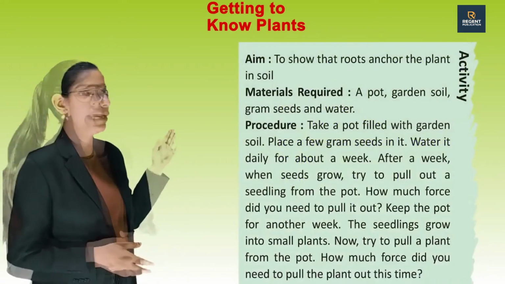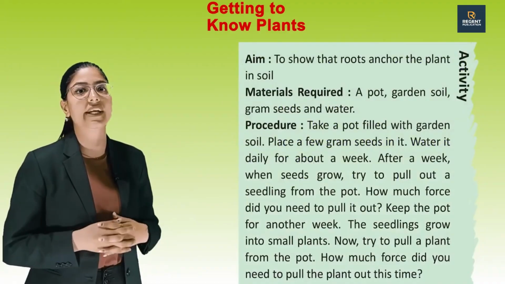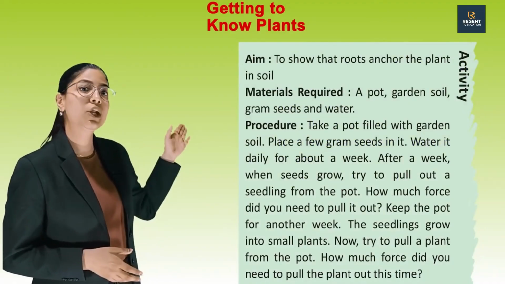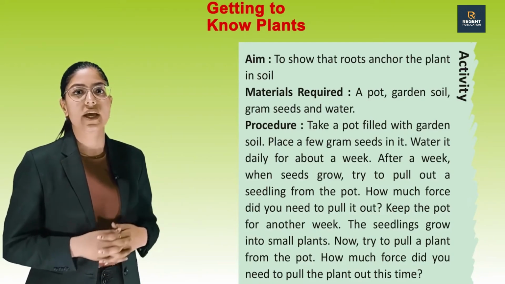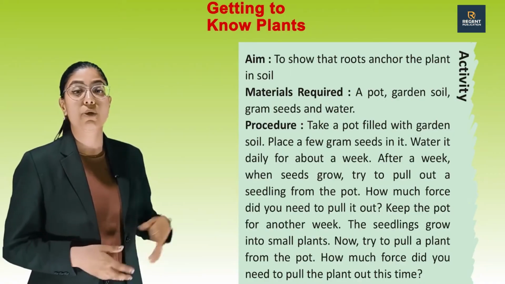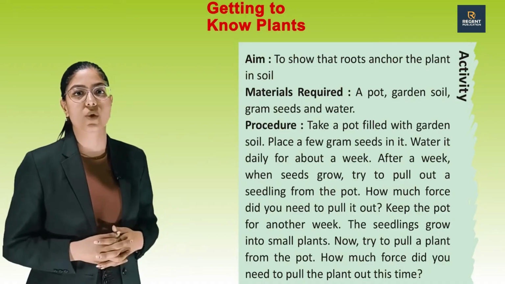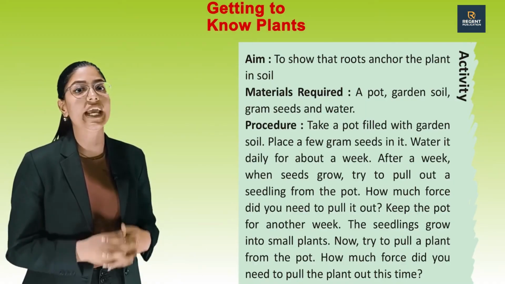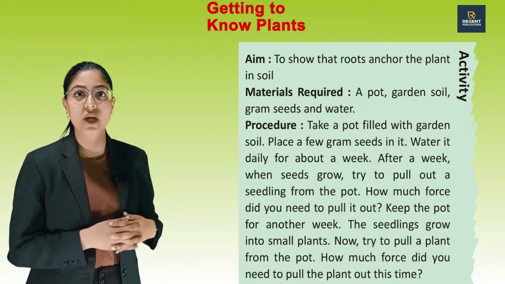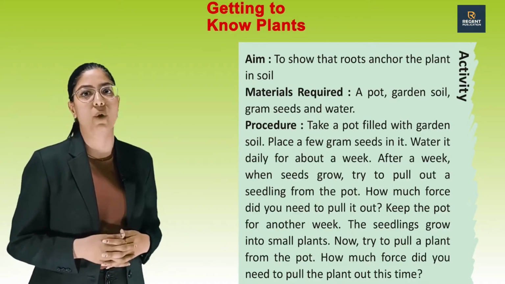Let's see an activity. Aim of the activity: to show that the roots anchor the plant in soil. Material required for the activity: a pot, garden soil, gram seed and water. Procedure of the activity: take a pot filled with garden soil, place a few gram seed in it. Water it daily for about a week. After a week, when seeds grow, try to pull out the seedlings from the pot.